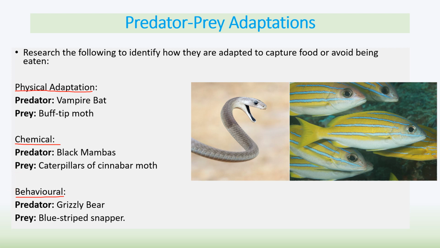And then behavioural adaptations might be anything animals or plants, or animals in this case, do to hunt or to prevent being hunted. So that could be anything from laying in wait and ambushing prey, or it could be anything like lying and pretending you're dead to prevent prey seeing you. So there's lots of adaptations in there.